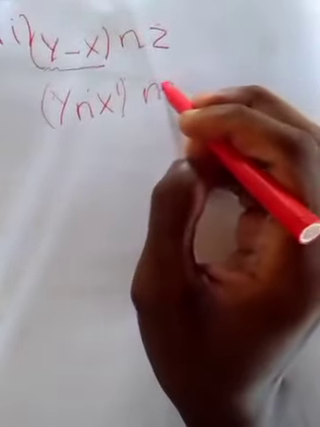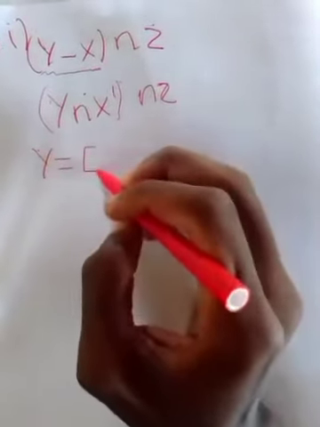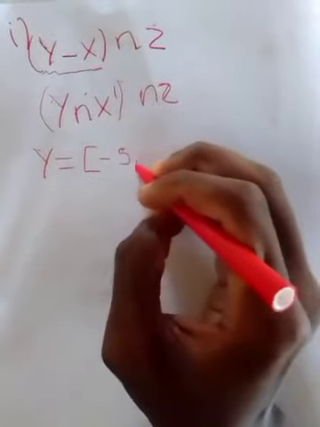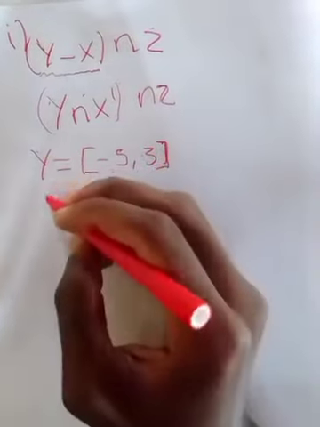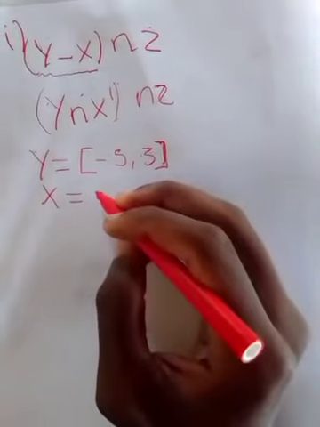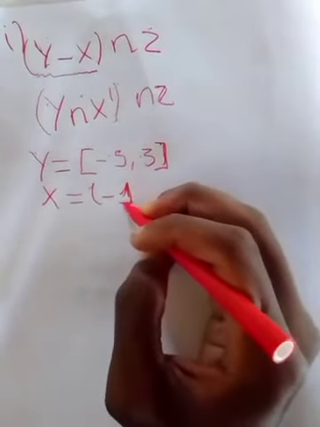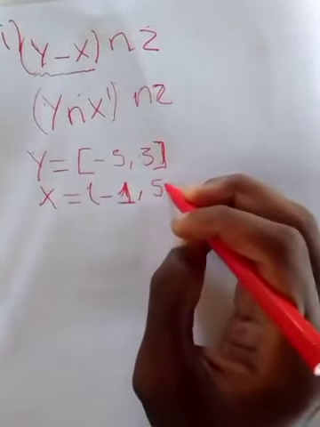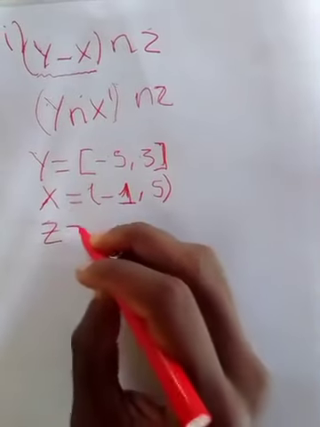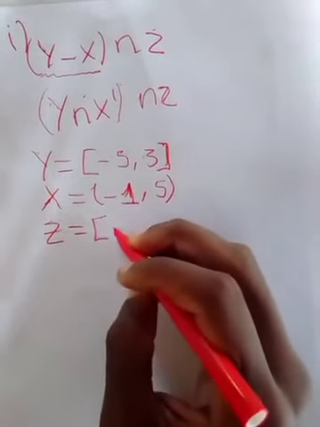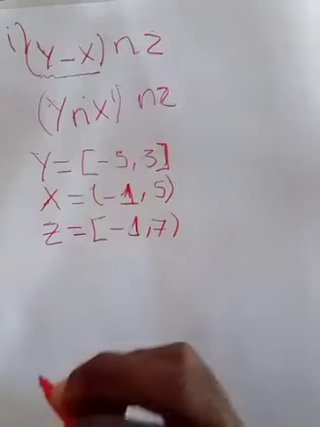So what is your y? Your y is negative 5, 3. I mean they are both good. Okay, and then your x is negative 1, 5. Okay, and then now what is your z? Your z is negative 1, 7, like this. Okay.